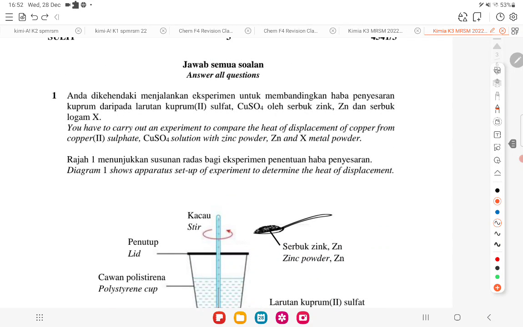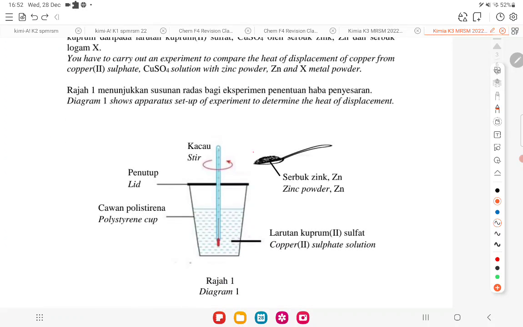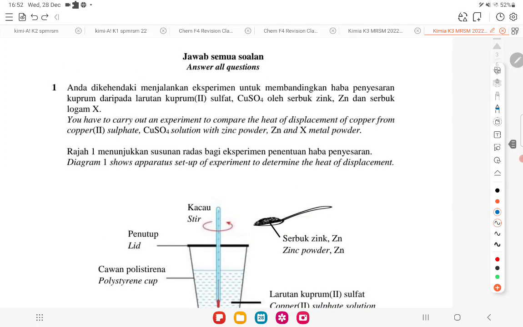So the experiment we want to do is all about heat of displacement. We will use zinc powder to mix with copper sulfate solution. You see, zinc powder is put in the copper sulfate solution. I hope everyone remembers the concept of displacement. You learn about displacement in Form 5 Chapter 1, under redox.